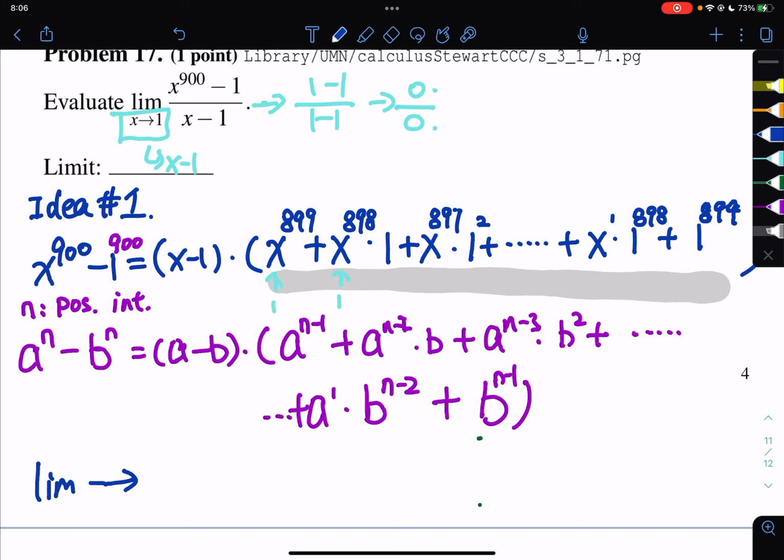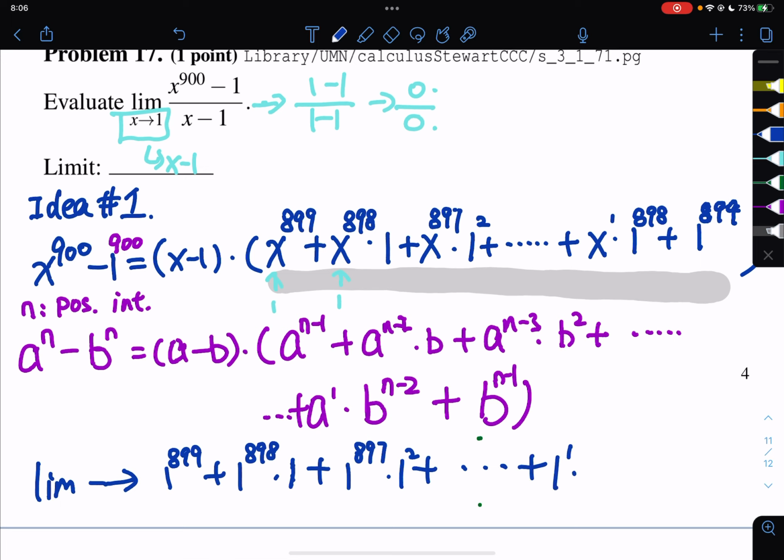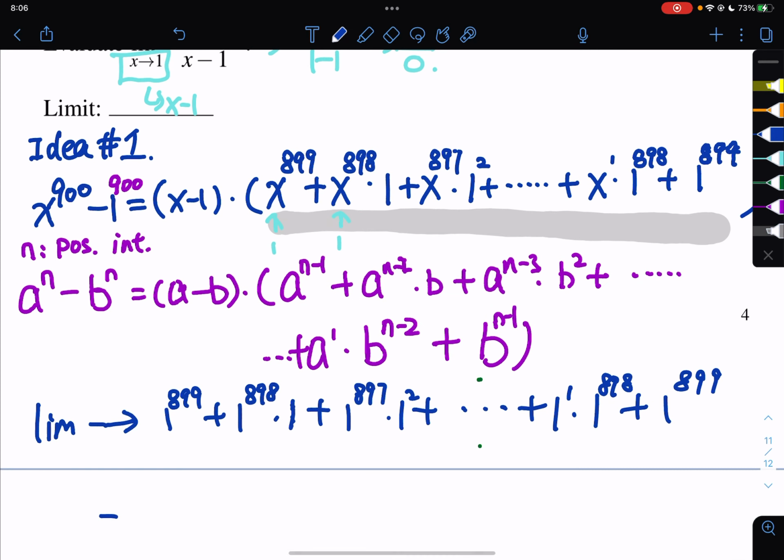So what I end up with is 1 to the 899 plus 1 to the 898 times 1, plus 1 to the 897 times 1 squared, and then 1 to the 898 plus 1 to the 899. So that's a lot of 1 adding together. So the question left for you to figure out is exactly how many terms do I have.